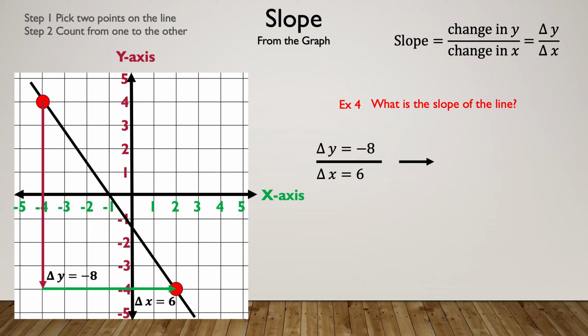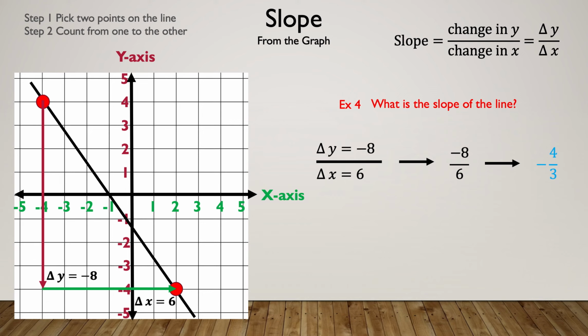And now we're going to go to the right. So our number is positive. And so since we went 6 spaces, delta x is equal to 6. Now we can write down the numbers of negative 8 over 6. And we can reduce that to negative 4 over 3. And that is our answer.